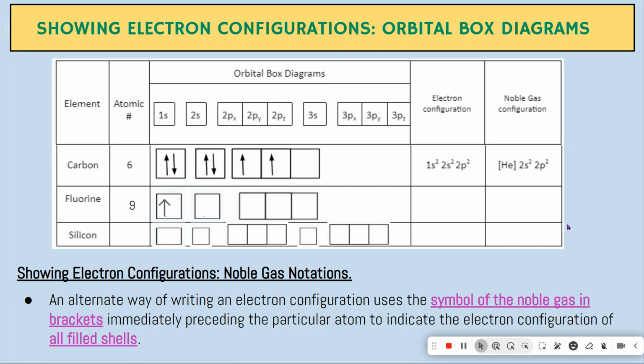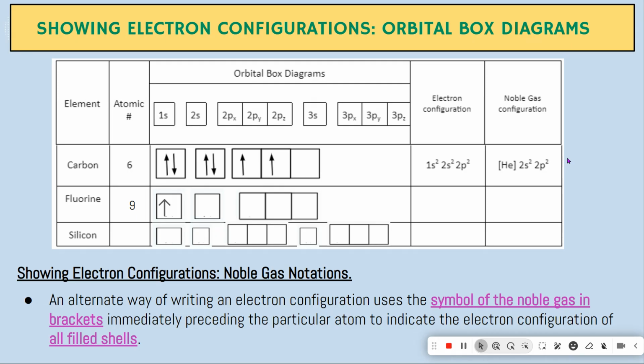Making it even easier is that we use the symbol of the noble gas in brackets, okay? And that's the noble gas that precedes the atom we're talking about, okay? And then what we do, the noble gas in brackets represents all of the filled subshells before it. So what we're doing here, we would replace the 1s2 with helium, and then just write 2s2, 2p2. And in this case, it doesn't seem like it's really that much of a shorthand, but we'll get to where it really pays off.